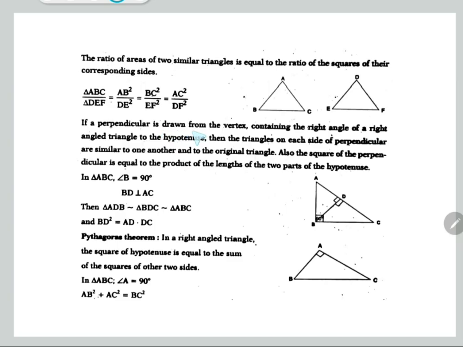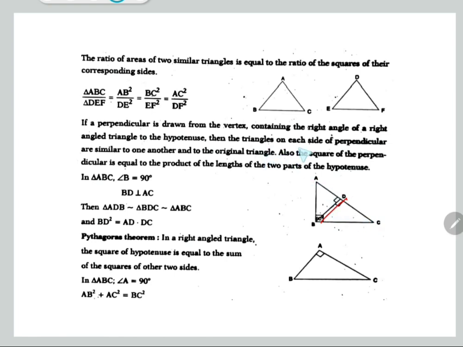Now look at here. If a perpendicular line is drawn from vertex B to the hypotenuse, that is AC. The biggest side in a triangle is called the hypotenuse. Containing the right angle of the right angle triangle. ABC is a right angle triangle.